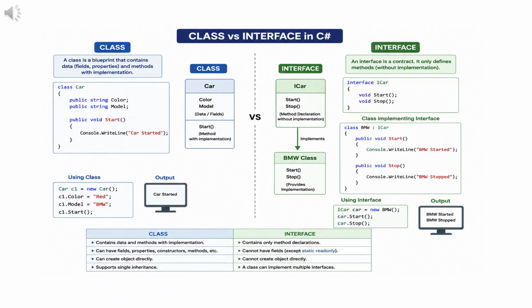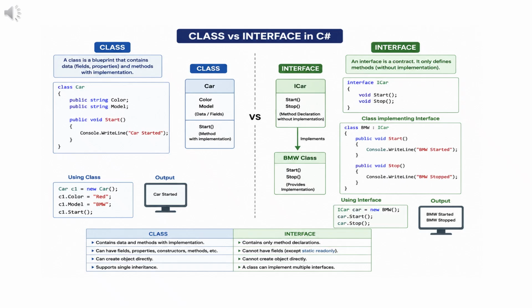Left side, class. A class is a blueprint that contains both data, fields, properties, and methods with actual implementation. The example shows a car class with color and model fields, plus a start method that has real code inside it, Console.WriteLine("Car started"). When you use it, Car c1 = new Car(), you create an object directly, set its properties, and call start, which prints "Car started" straight to the output, since the class already knows how to do the work.